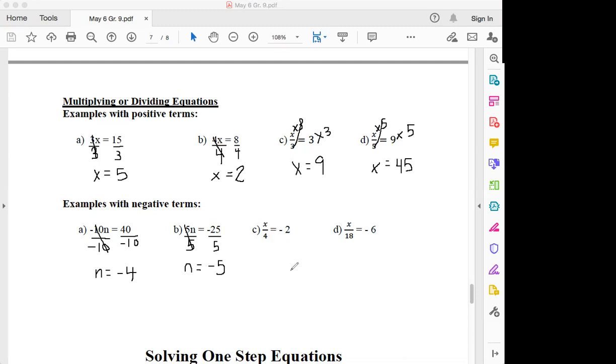So here we have x divided by 4 equals negative 2. We want to multiply both sides by 4. We're doing the opposite, which leaves x, and negative 2 times 4 is going to give us negative 8. We're going to do the same thing here. Multiply both sides by 18. That cancels that out. So we're left with x equals negative 6 times 18, which gives us negative 108.